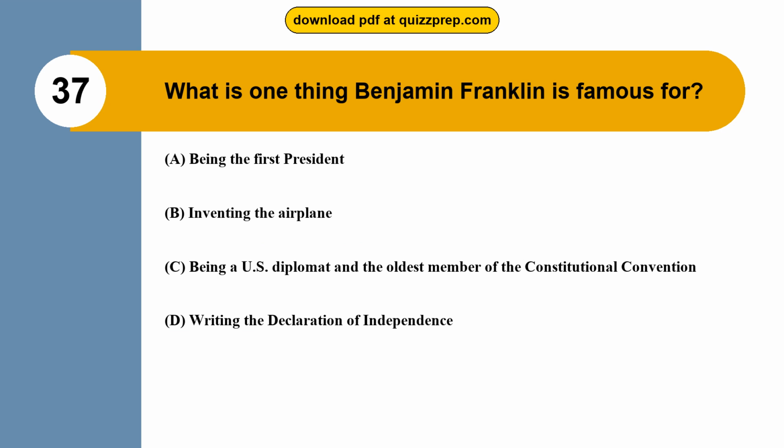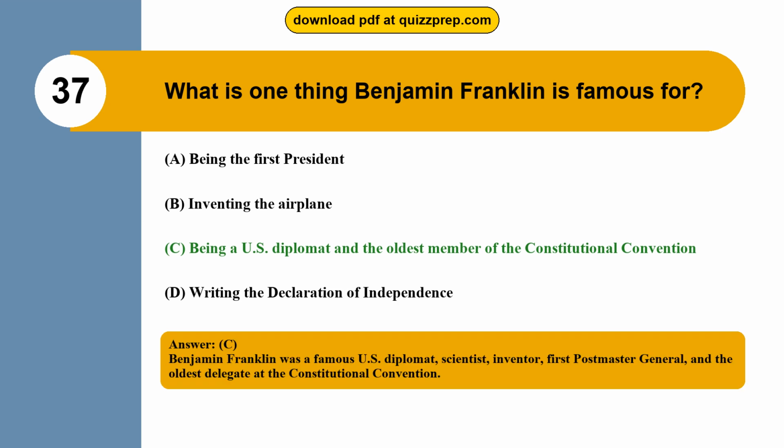Question 37. What is one thing Benjamin Franklin is famous for? Option A. Being the first president. Option B. Inventing the airplane. Option C. Being a U.S. diplomat and the oldest member of the Constitutional Convention. Option D. Writing the Declaration of Independence. The correct answer is option C. Being a U.S. diplomat and the oldest member of the Constitutional Convention. Benjamin Franklin was a famous U.S. diplomat, scientist, inventor, first Postmaster General, and the oldest delegate at the Constitutional Convention.